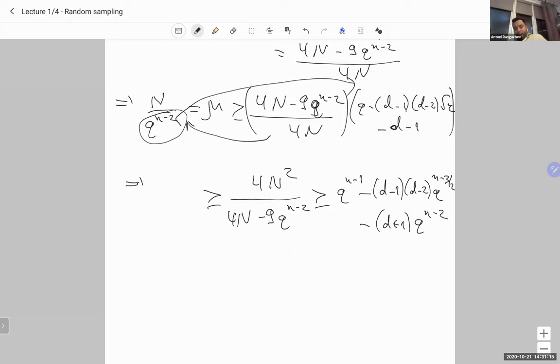It's clear. Okay. But let me finish. We're almost done. Yes, we can finish here. Now, I would like to put an n here, but I cannot put an n, because the inequality is not correct. What I can put is n plus 9 q to the n minus 2, and now this is correct.